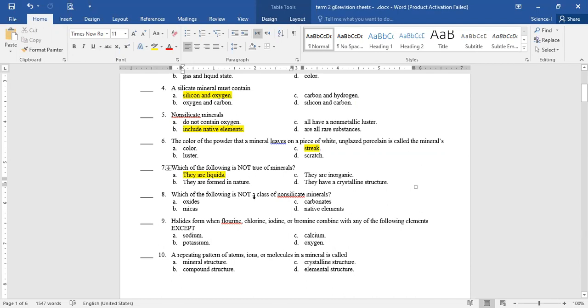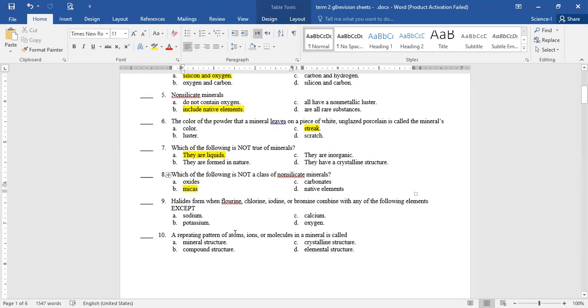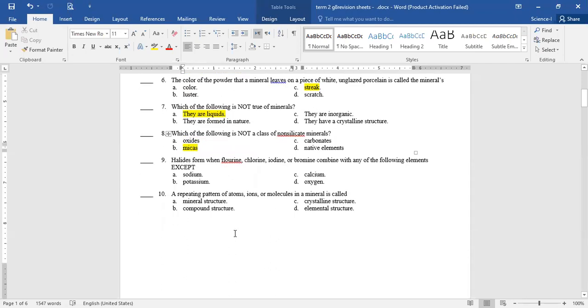Which of the following is not a class of non-silicate mineral? Which of these is not considered to be a non-silicate mineral? Okay. Yes, Nano? Micas. Okay, that's one of the silicate minerals. Good. Then question 9. Halides form when fluorine, chlorine, iodine, or bromine combine with any of the following elements except. So halides could react with any one of these except what?